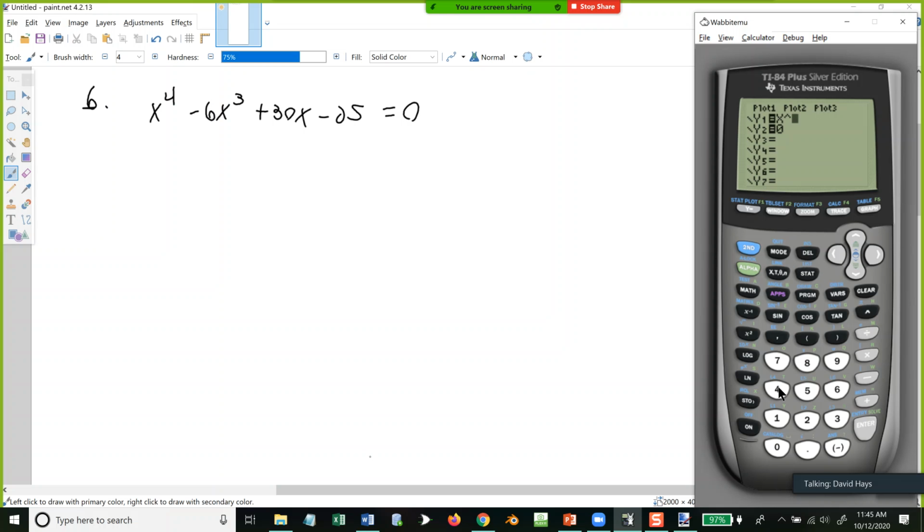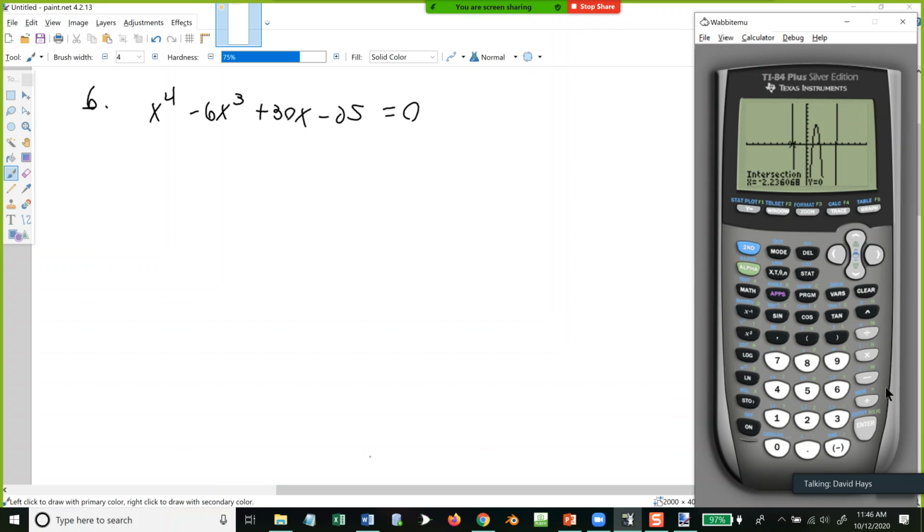So x to the 4th minus 6x to the 3rd plus 30x minus 25. Still have 0 on y2, so we'll do second trace, choose intersect. Looks like -2, 1, 2, and 5. So we'll enter our first curve, enter our second curve, I'll put in -2.